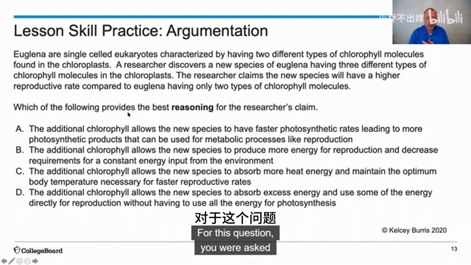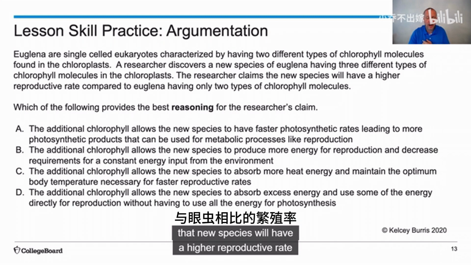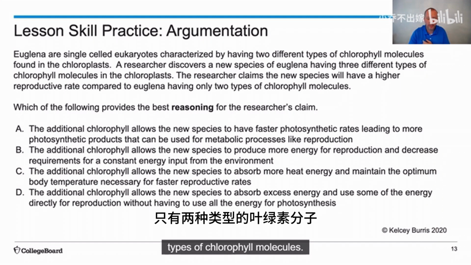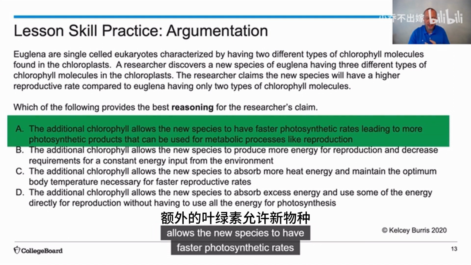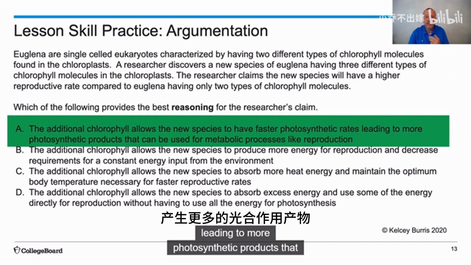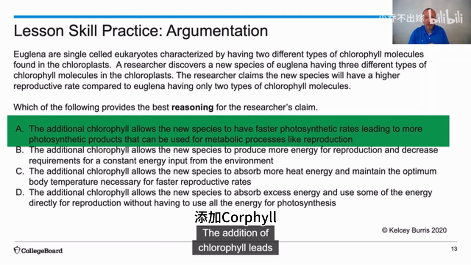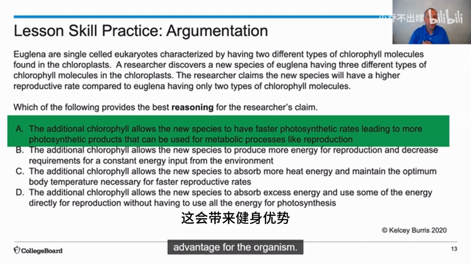Welcome back. For this question, you were asked to provide the best reasoning for the researcher's claim that new species will have a higher reproductive rate compared to Euglena, having only two types of chlorophyll molecules. So your answer should have been A. The additional chlorophyll allows the new species to have faster photosynthetic rates, leading to more photosynthetic products that can be used for metabolic processes like reproduction. The addition of chlorophyll leads to variation in the number and types of chlorophyll, which leads to a fitness advantage for the organism.